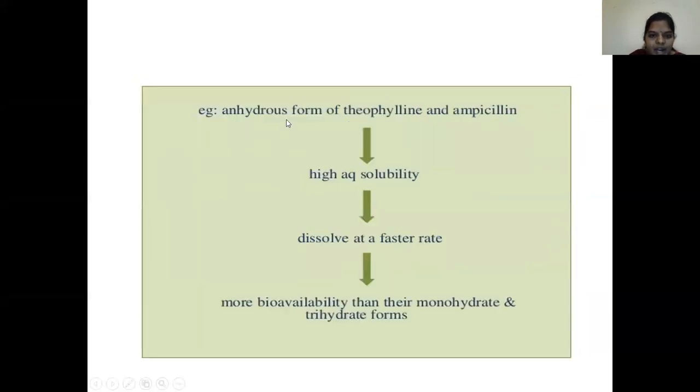Okay, see here, the anhydrous forms of theophylline and ampicillin show high aqueous solubility, dissolve at a faster rate, and have more bioavailability than their monohydrate and trihydrate forms. Okay, theophylline and ampicillin exhibit three types of forms: anhydrous forms, monohydrate forms, trihydrate forms. The anhydrous form will need more aqueous solubility than monohydrate or trihydrate forms. That's why more bioavailability will be observed in the case of the anhydrous form.